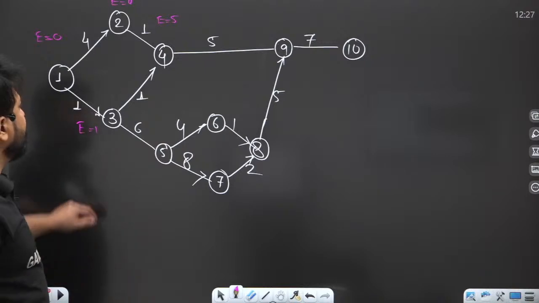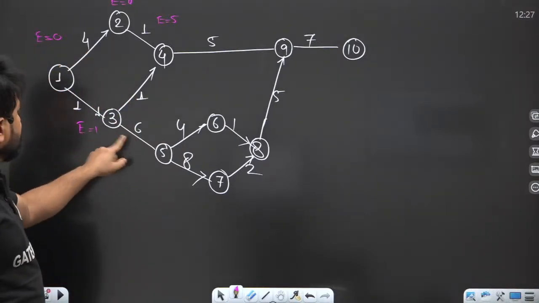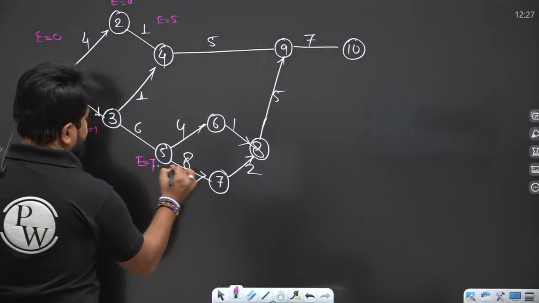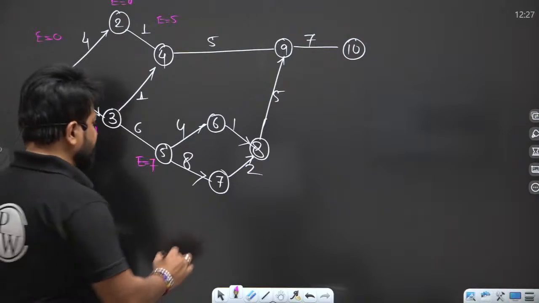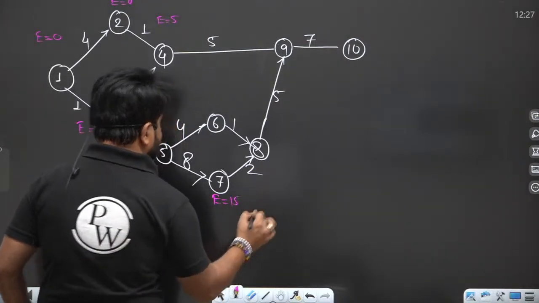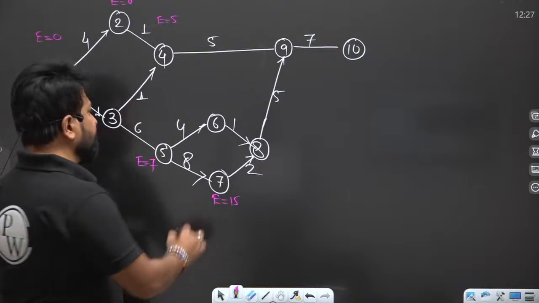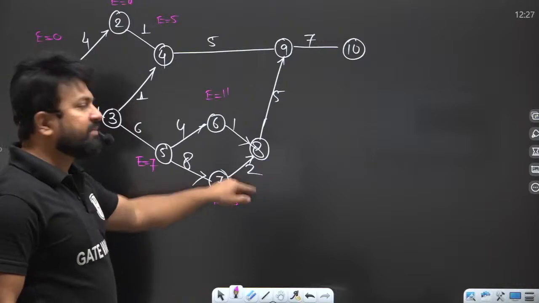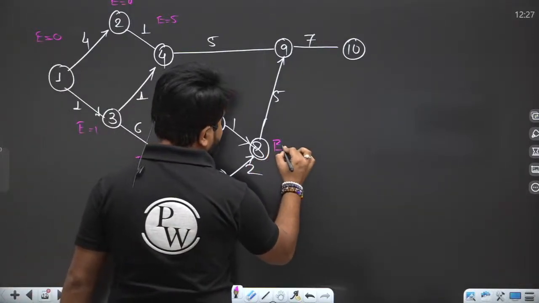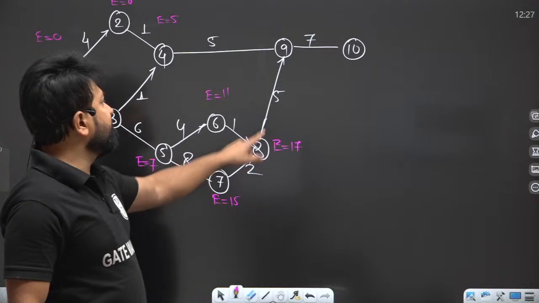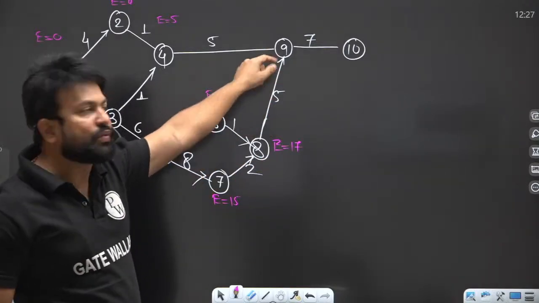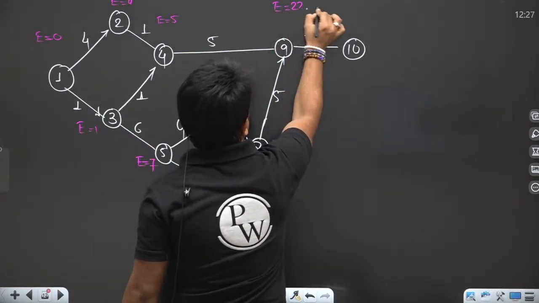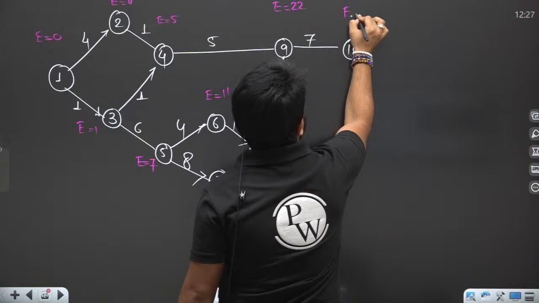Now my dear, here 1 plus 6, E for that is 7. Then 7 plus 8 is 15, so E is 15. Now 7 plus 4 is 11, so E will become 11. 11 plus 1 is 12, 15 plus 2 is 17, so E will become 17. So here 17 plus 5 is 22. And 5 plus 5 is 10. We will take E for 9, that is 22. 22 plus 7 is 29. So E is 29.